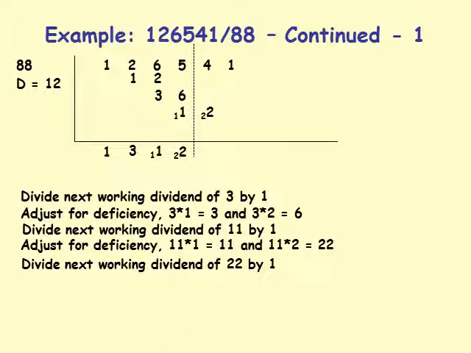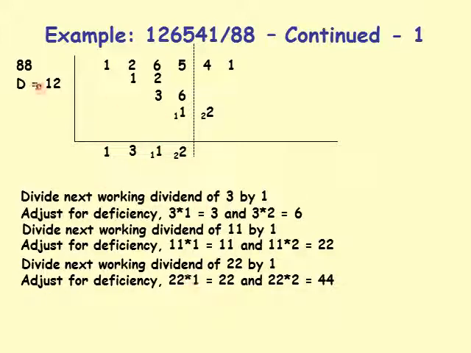Okay, I got 22 here. Now I have to make adjustments due to the deficiency here. 22 times 1 is 22, and 22 times 2 is 44. So my next two adjustments are 22 and 44. Okay, 22 here and 44 here.